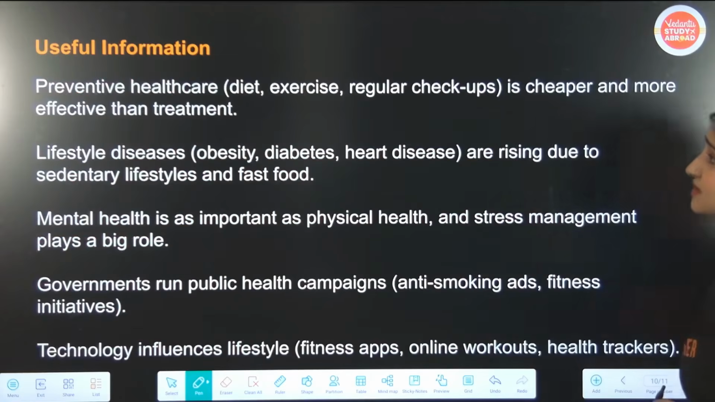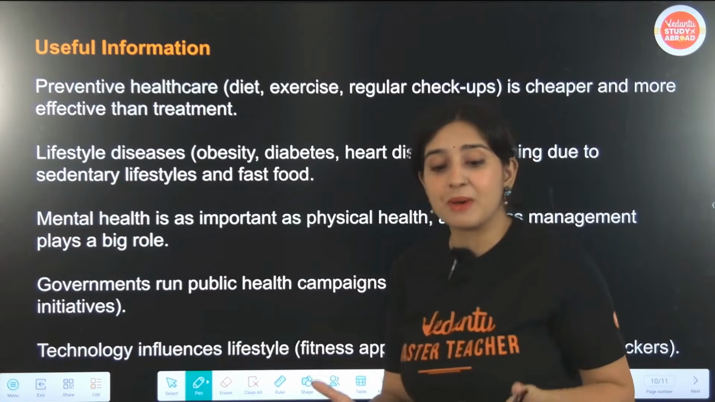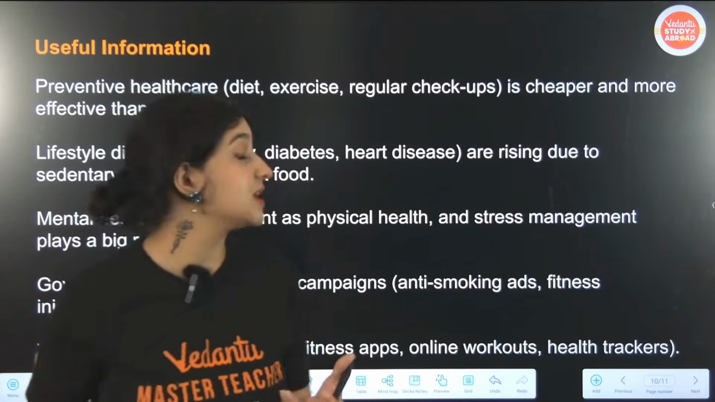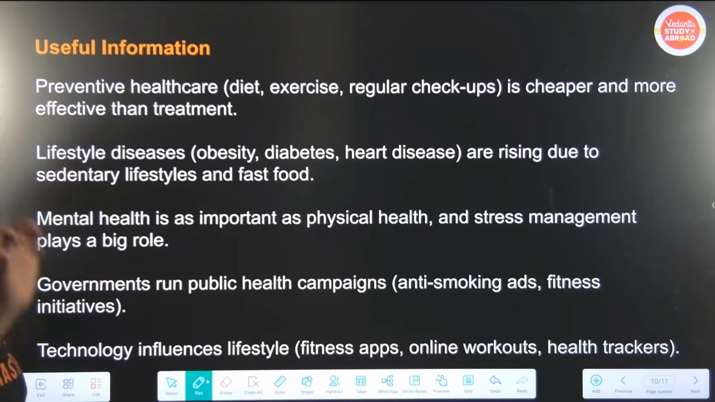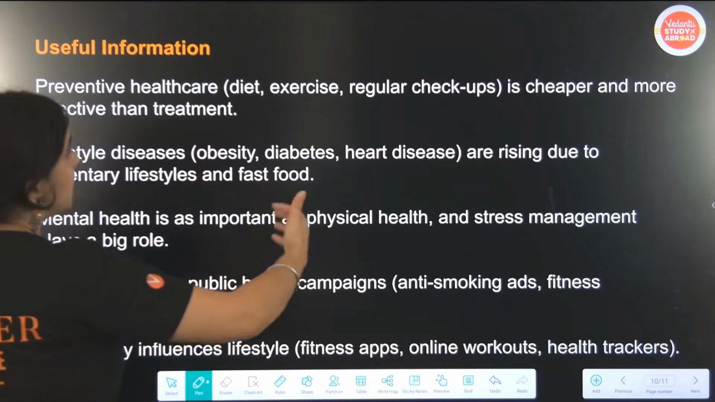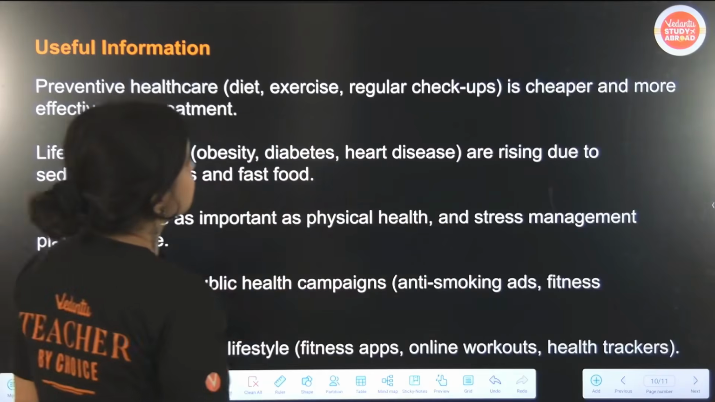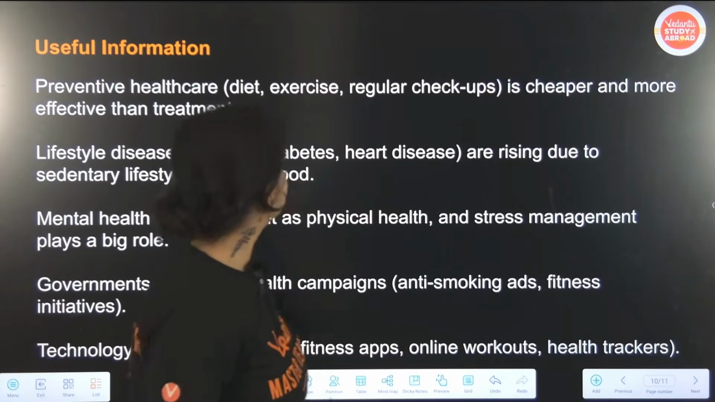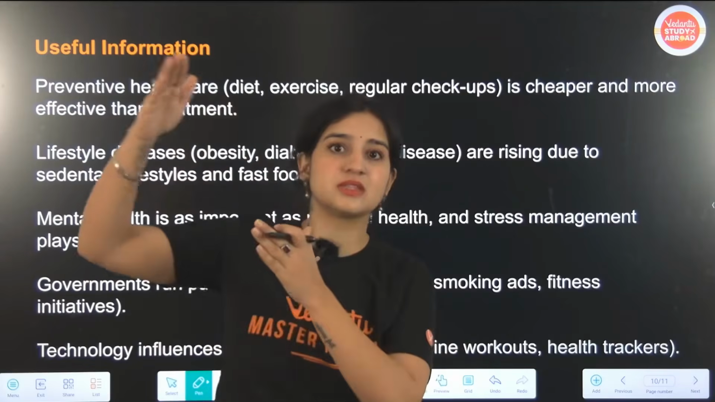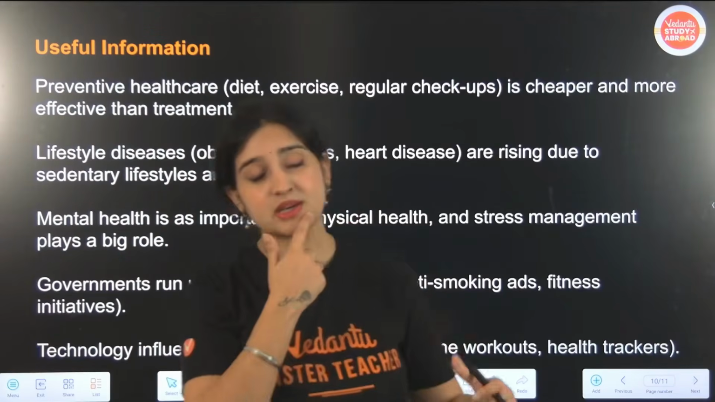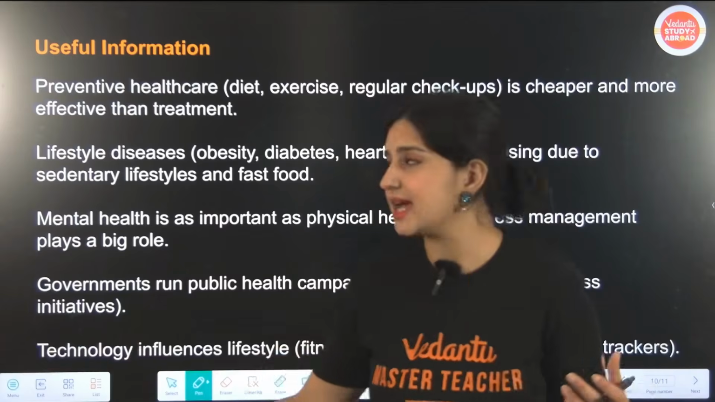Now, what are some things that you need to know about in order to answer the questions adequately? Preventive healthcare, which is usually good for lifestyle diseases. So here, taking care of your diet, exercise, and getting regular checkups is cheaper and more effective than treatment. Obviously, before things get too bad, you can take care of it. A stitch in time saves nine.